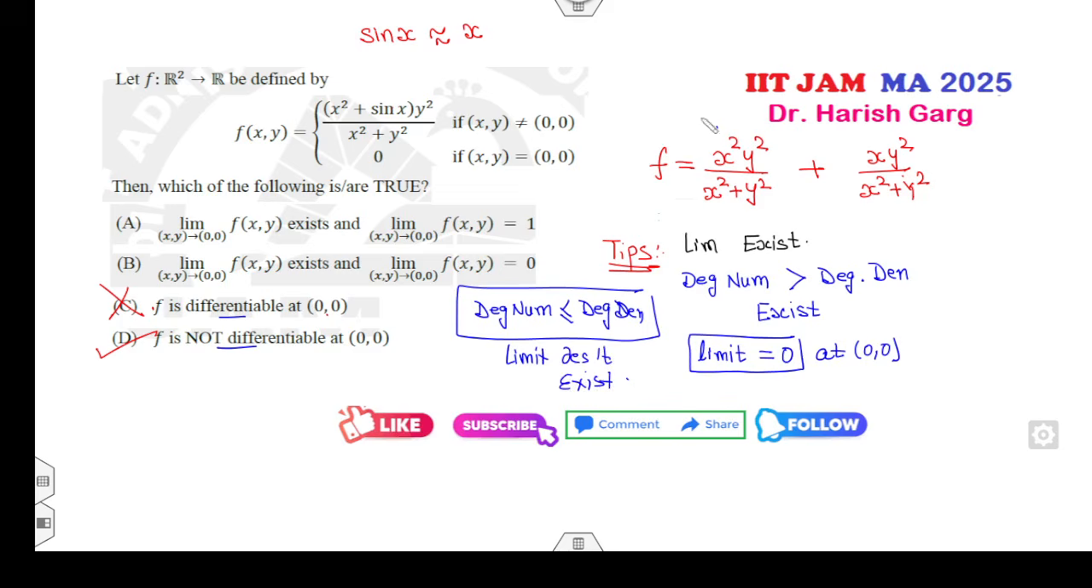Clear? Now let's just check this at both points. Degree of the numerator is 4, greater than 2, limit exists and is 0. Degree is 3, 3 is greater than 2, satisfied, limit is 0. So the answer is 0 plus 0, satisfied. So 0. B is the right answer, A is the wrong answer. First we showed limit existence, because the degree of the numerator is greater than the degree of the denominator. In both cases, the limit exists, and the limit is 0.